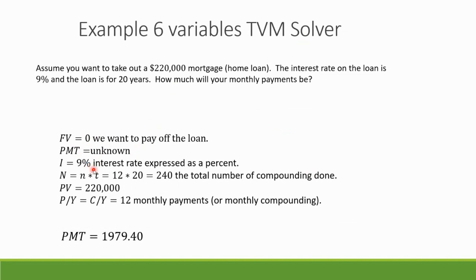I is our interest rate. But again, you don't convert it to a decimal. You leave it as a percent, so it's 9%. Capital N, right? It's little n times t. Little n is how often compounding is done in a year. Monthly payments, so it's compounded monthly, and it's 12. T is 20 years, so N is 240.